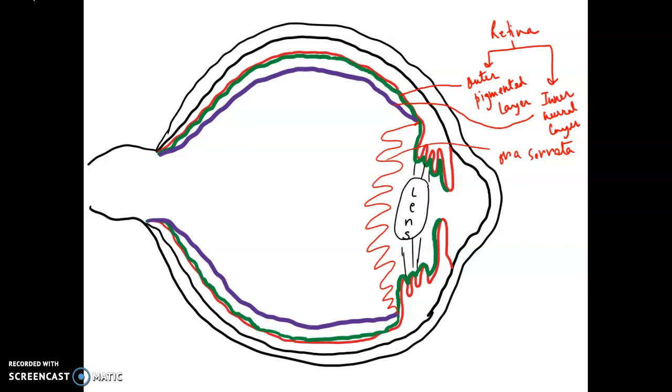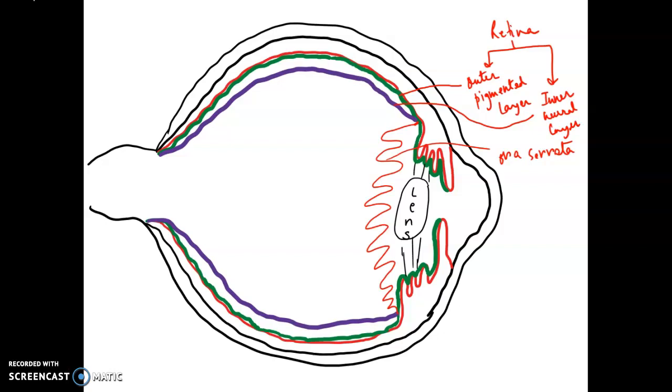I want you to remember that the pigmented layer is made up of epithelial cells, and the outer pigmented layer actually absorbs all the extra light that enters the eye. It also provides vitamin A for the photoreceptor cells of the retina of the inner neural layer. So these are the basic functions of the pigmented layer. Know that it absorbs extra light and provides vitamin A to the photoreceptor cells of the neural layer.